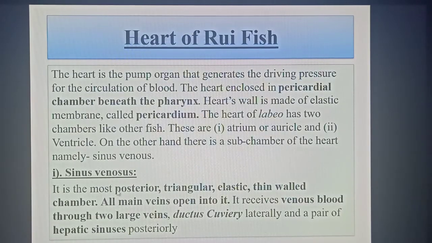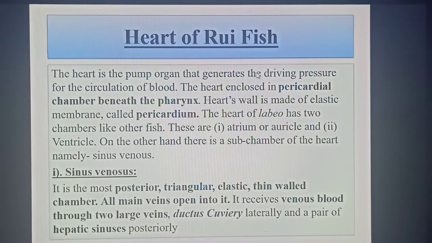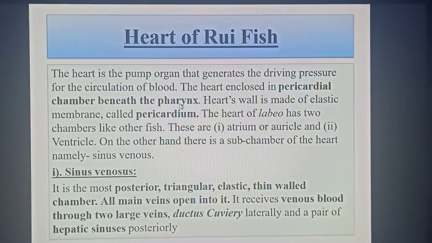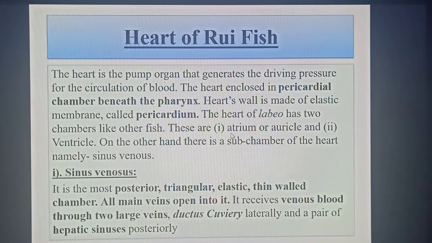Then the next topic is the structure of the heart of roe fish. The heart is the pump organ that generates the driving pressure for the circulation of blood. We all know that the heart is the main pumping organ of roe fish. The heart of roe fish is enclosed in a pericardial chamber just beneath the pharynx. The heart wall is made of an elastic membrane called the pericardium. The heart of roe fish has two chambers like other fishes. The two chambers are chamber one, the atrium or auricle, and chamber two, the ventricle.